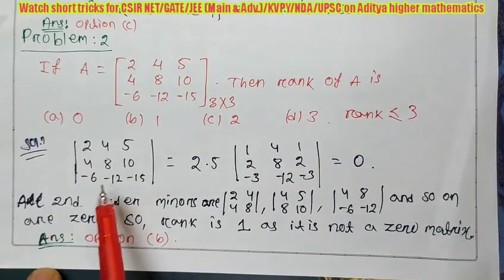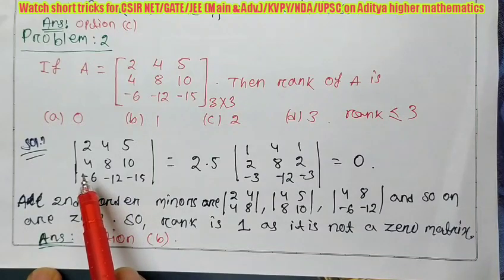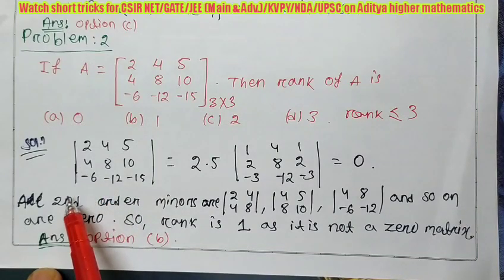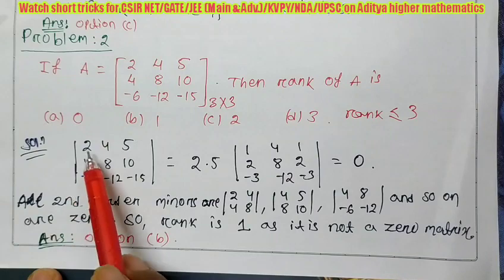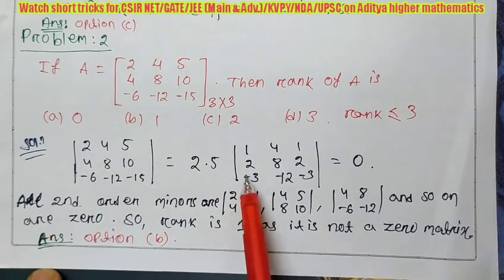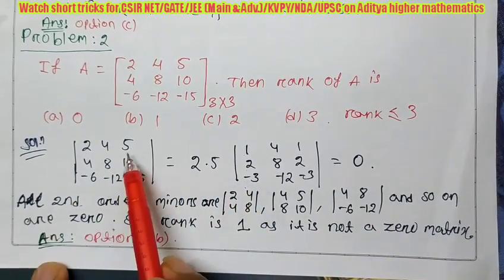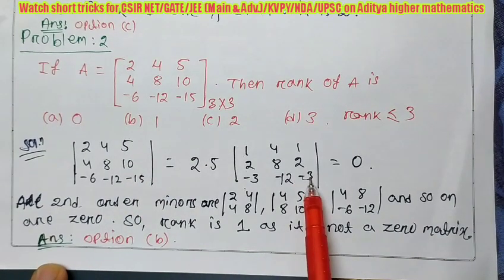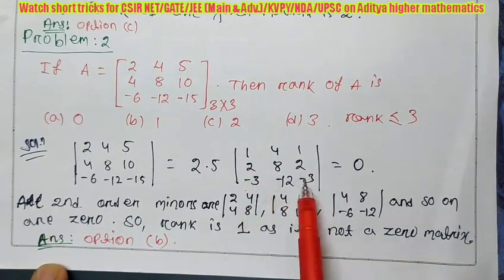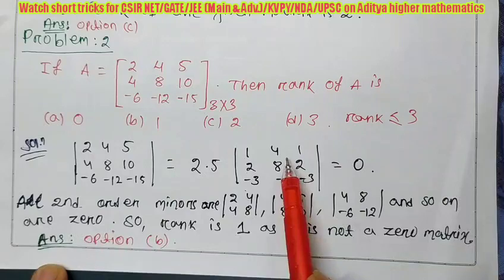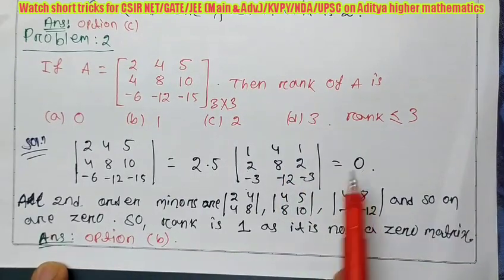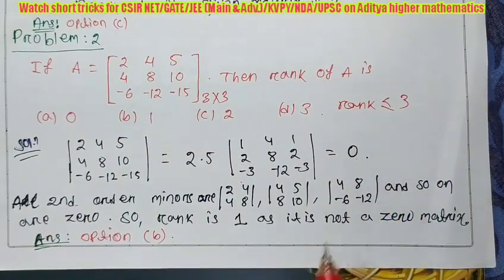Now you can see, I am taking 2 common from the first column. So it is 1, 2, minus 3. Then I am taking 5 common from the third column, 1, 2, minus 3. Since 2 columns are the same, its value must be 0. This is a property of determinants, so we are getting 0. Now we conclude that its rank is not equal to 3. It may be 1 or 2.